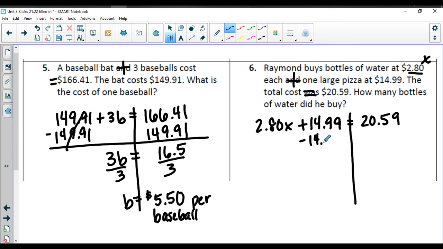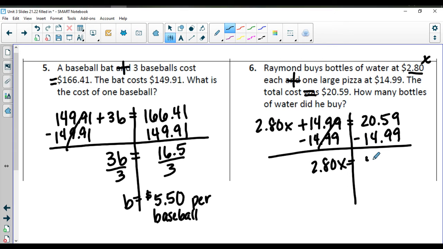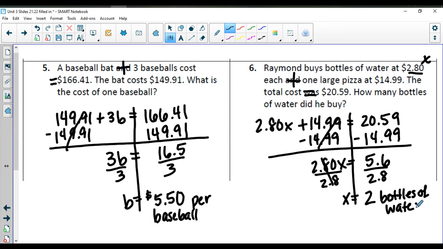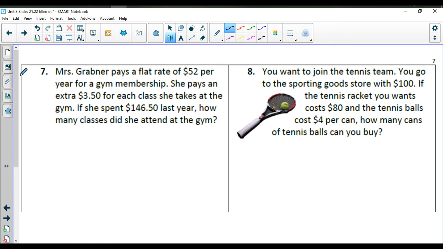So I'm going to subtract the $14.99, and 2.80x, so $20.59 minus the $14.99 is going to give me 5.6. So we'll divide by 2.8. And x is going to equal 2. And so it says how many bottles of water? So 2 bottles of water is my answer then for number 6.